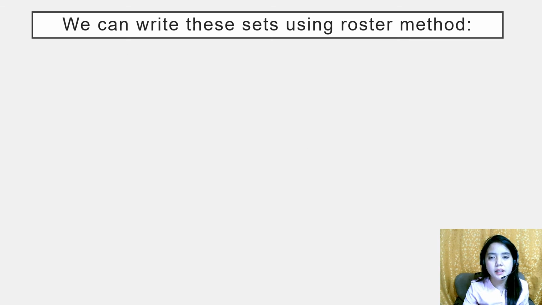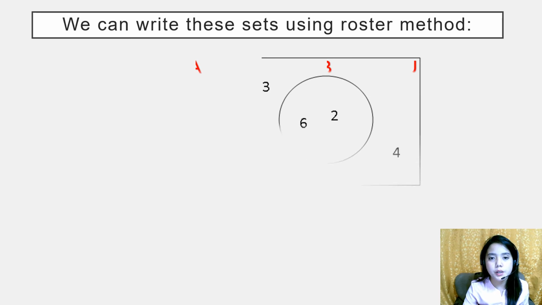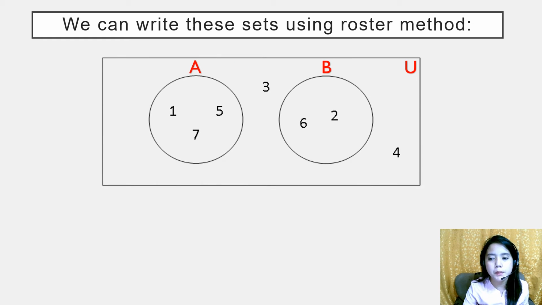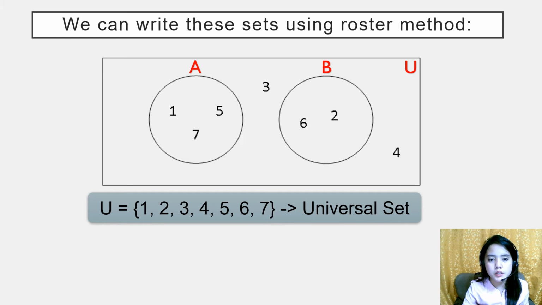Okay, we can write these sets using the roster method. Okay, saan man pagbuhat anag roster method. Okay, U is a set with elements 1, 2, 3, 4, 5, 6, and 7. That is what we call our universal set. When we say universal set, all elements nga naa sa ato ang consideration or all elements nga naa sa sulod sa box. Okay?